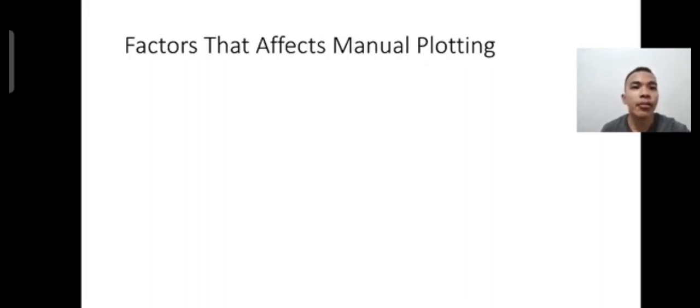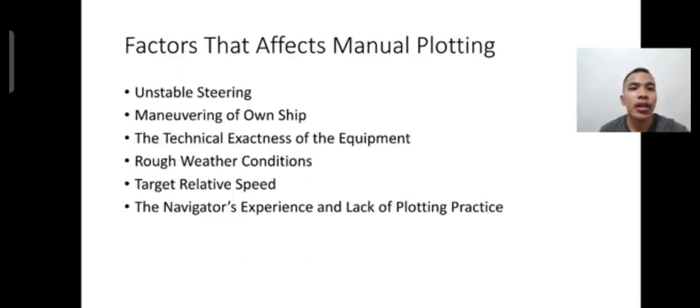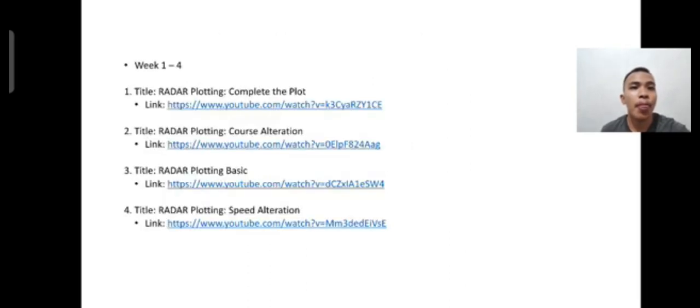Factors that affect manual plotting: unstable steering, maneuvering of own ship, the technical exactness of the equipment, rough weather conditions, target relative speed, the navigator's experience, and lack of plotting practice. Next slide. This is our topic.